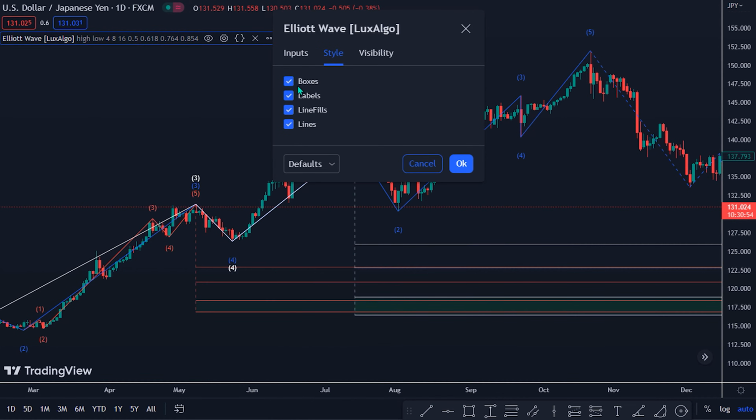The style section has boxes, labels, line fills, and lines. Enabling or disabling this will apply or remove these functions on the price chart.